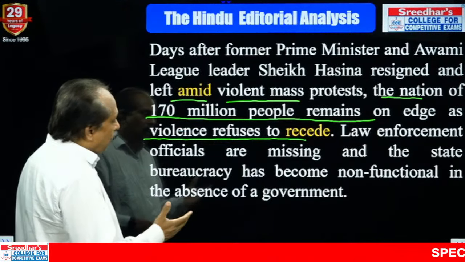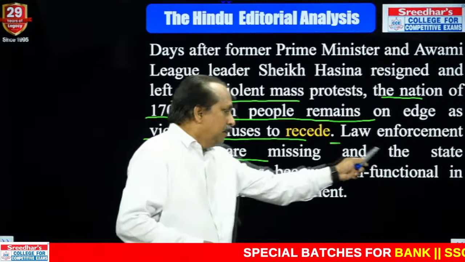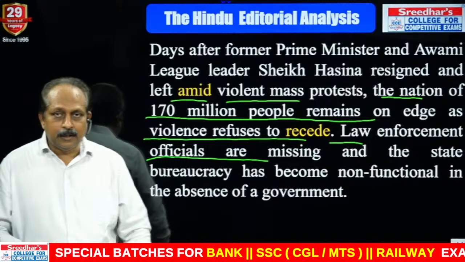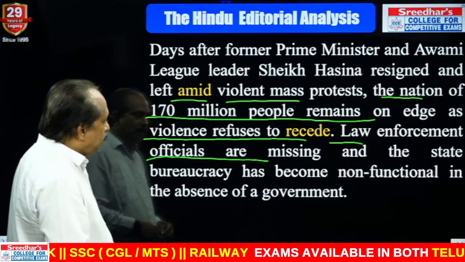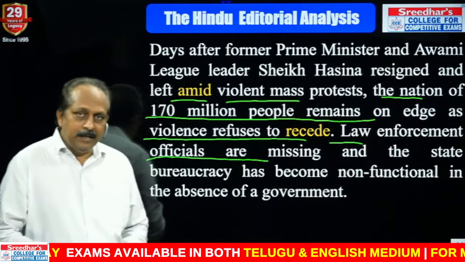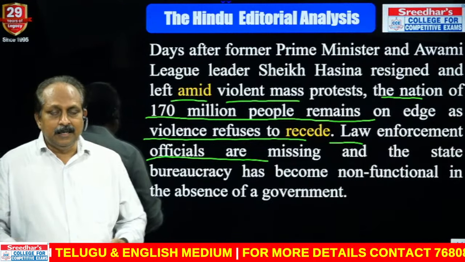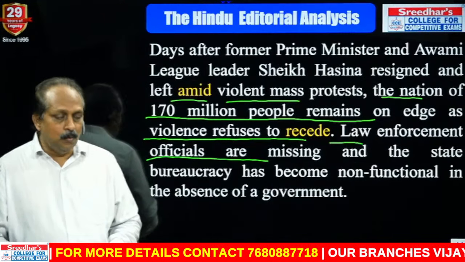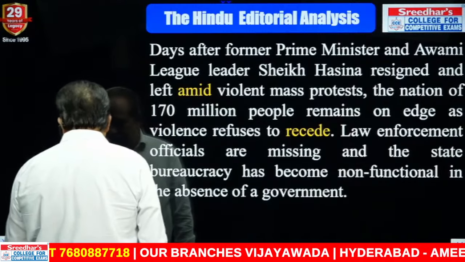Law enforcement, why? What is the reason behind it? Law enforcement officials are missing. Those are supposed to enforce law. If those officials are missing, then you can't expect anything but a chaotic situation. And the state bureaucracy has become non-functional in the absence of a government. If the government is there, then you can expect the bureaucracy to work. If the government is not there, it is anarchy, and you can't expect the bureaucracy or bureaucrats to work. So these are the reasons behind the political turmoil or the current situation.